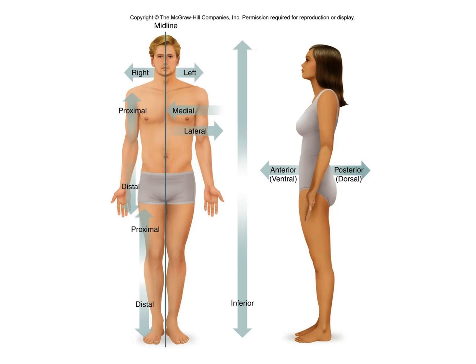It's considered an appendage. We also have a diagram here that's showing a woman from the side, and you can see anterior is towards the front, towards the belly. It's also called ventral as well. Dorsal is towards the back. And ventrum and dorsum literally mean stomach and back.